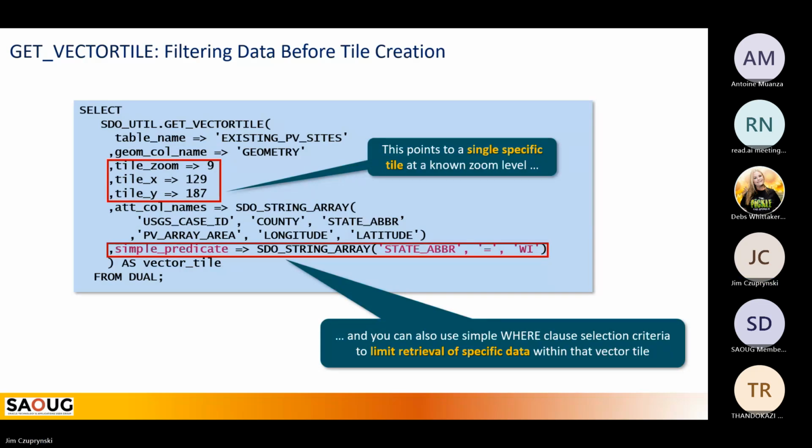So I can also filter the results of a query of get vector tile with a simple predicate statement. So for example, let's assume that at tile zoom level 9, tile X 129, Y 187 actually had data from more than one state, more than one geopolitical division. I only want to look at stuff in the state of Wisconsin, for example. Okay, fine. I can actually say to Oracle, hey, before you send back this result set, only show stuff for Wisconsin. And of course, I could make state abbreviation a bind variable if I wanted to and pass that back.